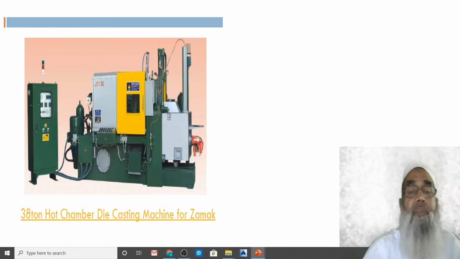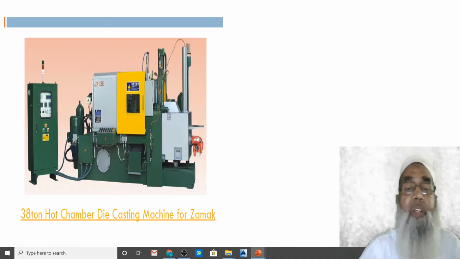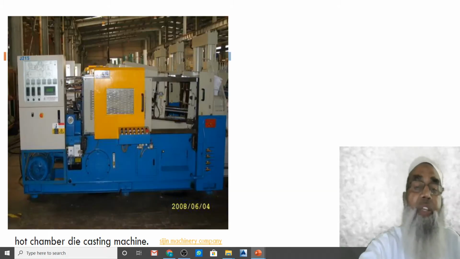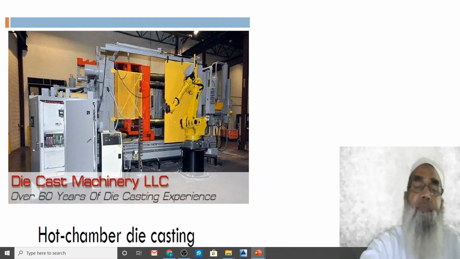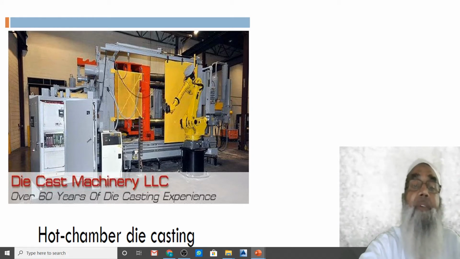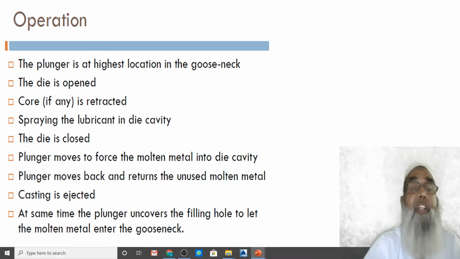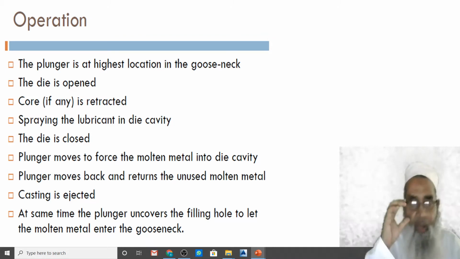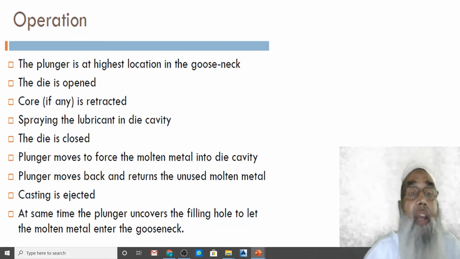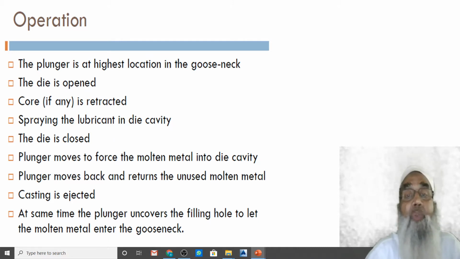These are figures of a hot chamber die casting machine. This is another one, and this is the third one. Depending upon different manufacturers, they give different designs and shapes. Now, the operating principle of a hot chamber die casting machine, as I have told earlier: the plunger is at the highest location in the gooseneck. The die is opened, and the core, if required, is retracted or assembled.